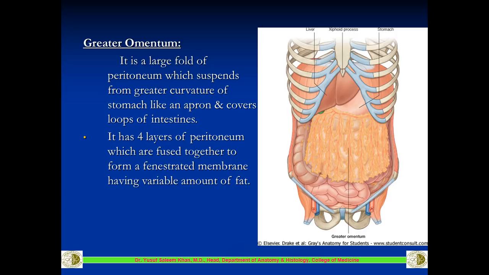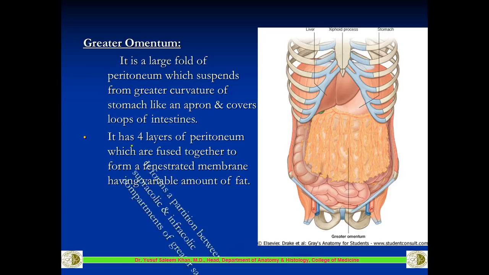And this has 4 layers of the peritoneum, which are fused together to form a fenestrated membrane having a variable amount of fat. So this is a very important area where a huge quantity of fat is accumulated. Whenever you see obesity in the abdomen, it is because of the huge quantity of fat around this greater omentum. Whatever excessive food is absorbed will be stored in the form of fat, and this will be mostly here. It will be in other organs also, including the liver, kidney and other things, but still the greater omentum is the major site where a huge quantity of unabsorbed fat will be accumulated.